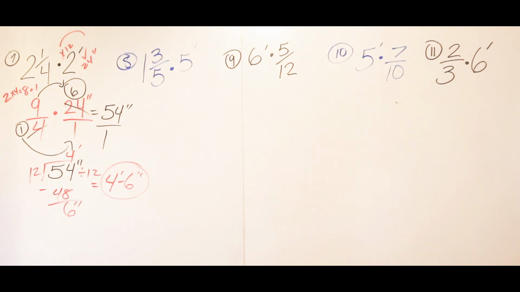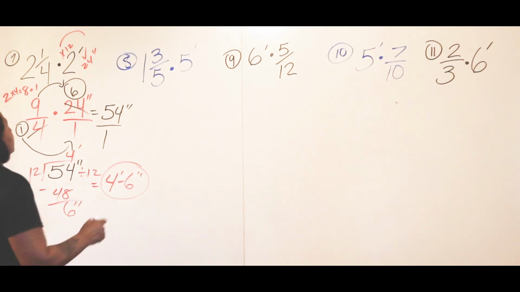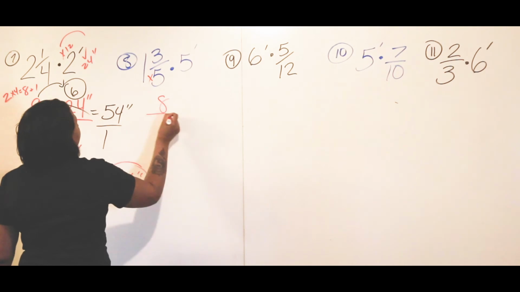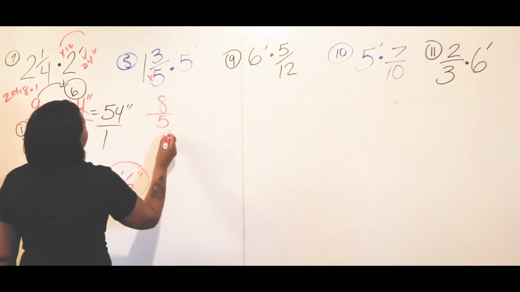1 times 5. Turn it into an improper fraction. Yep. So 1 times 5 is 5, plus 3 is 8, over 5. The denominator stays the same.